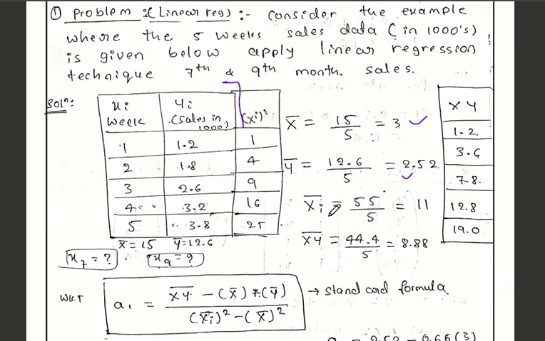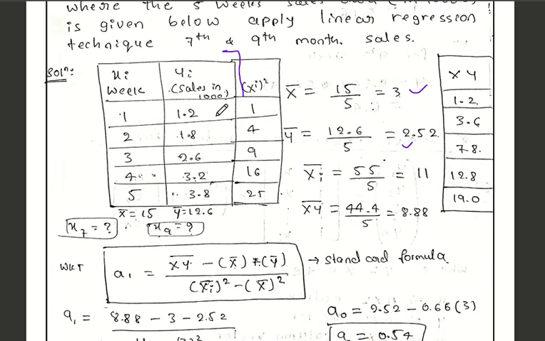Then x bar, xi bar whole square. Xi bar whole square is nothing but a whole xi weeks. Okay, so here xi is a, see, the square of xi. So it is a xi square: 1 square, 2 square, 3 square, 4 square, and 5 square written here.